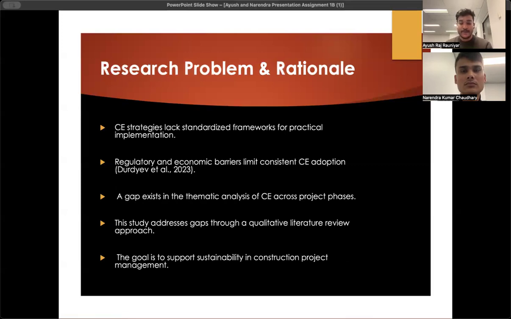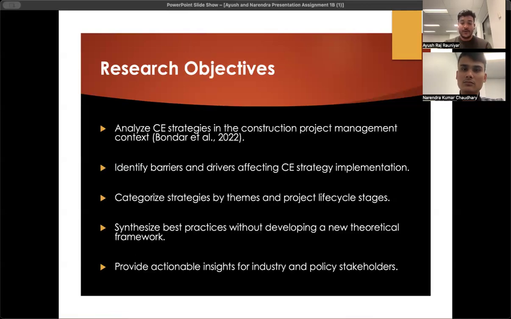For research problems, now let's talk about the problems. The biggest issue is that circular economy doesn't have a standard framework for construction. There are also many challenges like regulation, cost issues, and lack of awareness. Even though some research talks about circular economy, very few studies look at how circular economy strategies are used in each project phase, such as planning, designing, construction, and handover. That's the gap we aim to fill. So our study uses existing research to understand how circular economy is applied and where it can be improved.